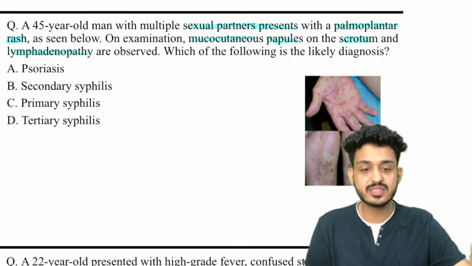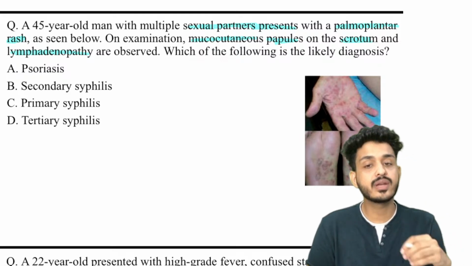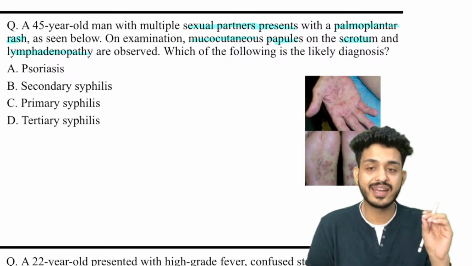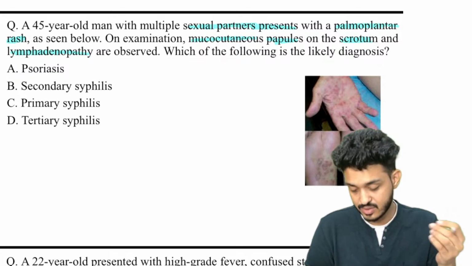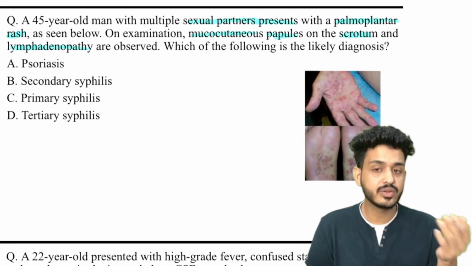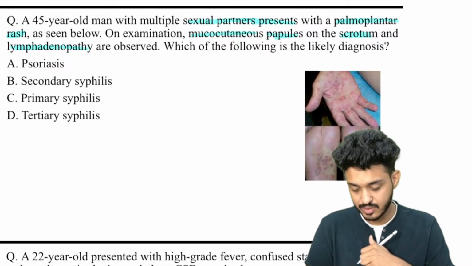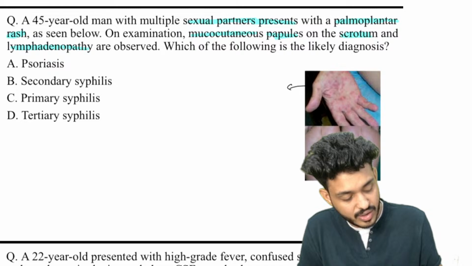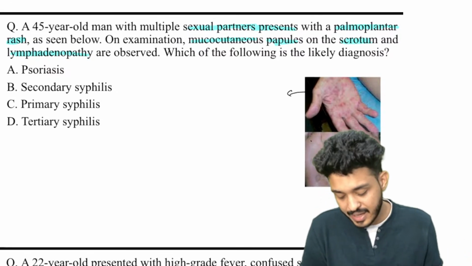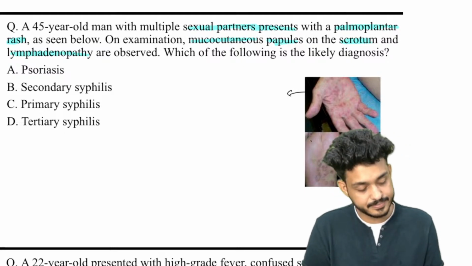Is it psoriasis? You can solve questions in two ways. Either you can eliminate the options, or you have all the clues directing you toward the direct option. If all the clues are going towards a single answer, then you can mark it, otherwise try to rule out the options most of the time. Okay, so look here, what is happening? This is the rash that would be present in primary syphilis, secondary syphilis, tertiary syphilis, or psoriasis.